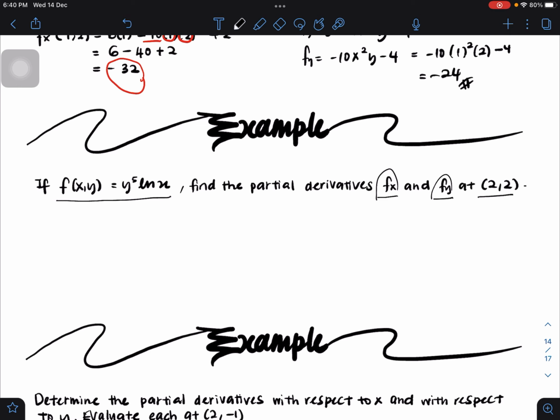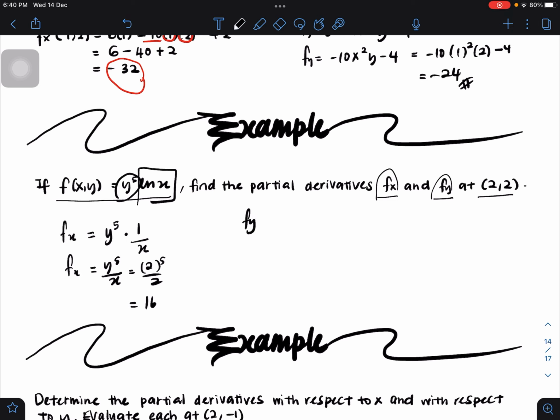You want to find fx, right? So you will need to differentiate this one, because y^5 is a constant. For a constant, just write it back. Ln x differentiates to what? 1 over x. So what you have here is y to the power of 5 divided by x. This is your fx. Now we substitute the values y equals 2, x equals 2. So 2 to the power of 5 divided by 2. 2 to the power of 5 is 32. 32 divided by 2, you will get 16. Right? 2, 4, 8, 16, 32. So we get 16.